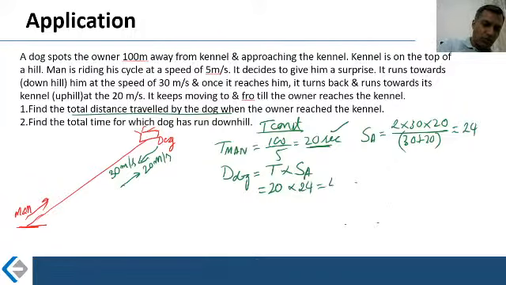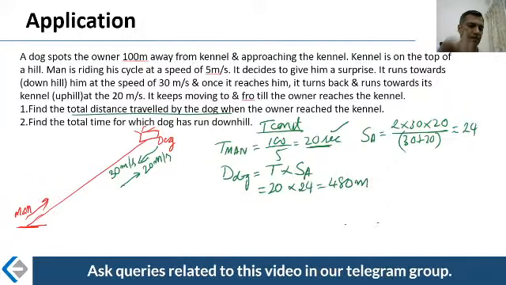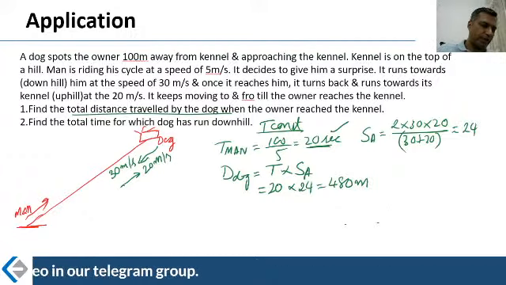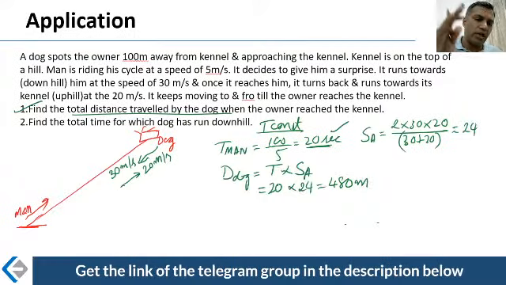Therefore 24 into 20 is 480. 480 meters is the total distance traveled by this particular dog. That is what you are writing here. Perfect. Now that's 480, so that is the answer to the first question: find the total distance traveled by the dog when the owner reaches the kennel. 480 is the total distance traveled by the dog.